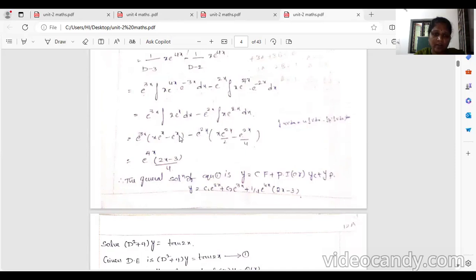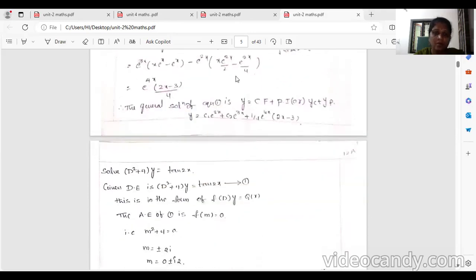u dash equal to 1, u double dash equal to 0. So integration of x e power 2x equal to x e power 2x by 2 minus e power 2x by 4, where u dash equals the derivative of x, which is 1, and u double dash equals 0. On simplification, e power 2x by 4 into 2x minus 1.